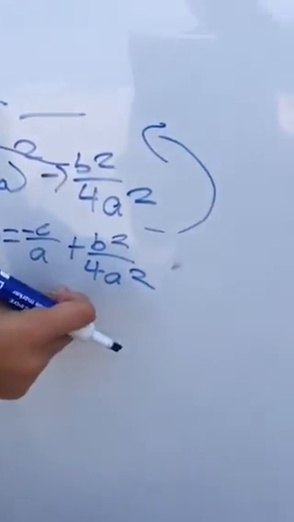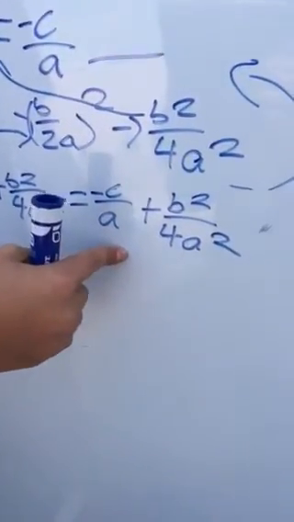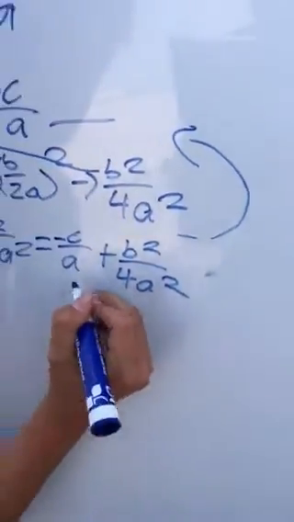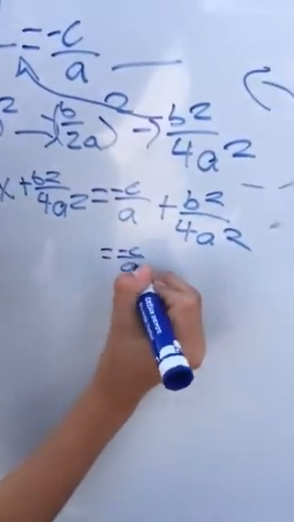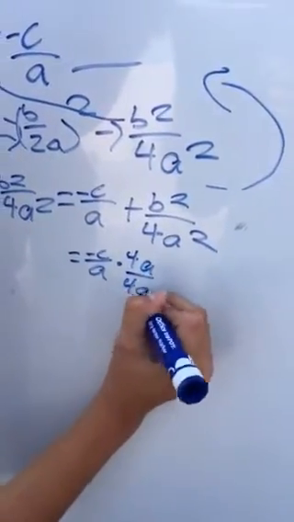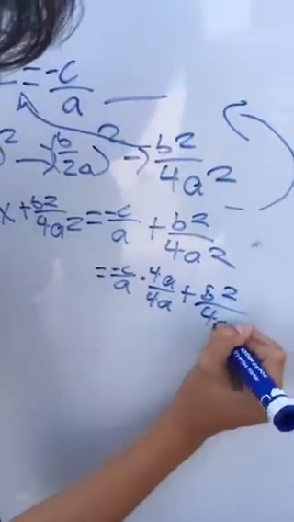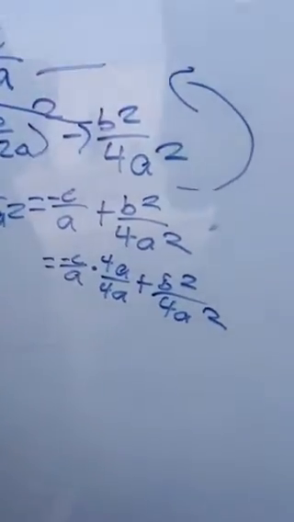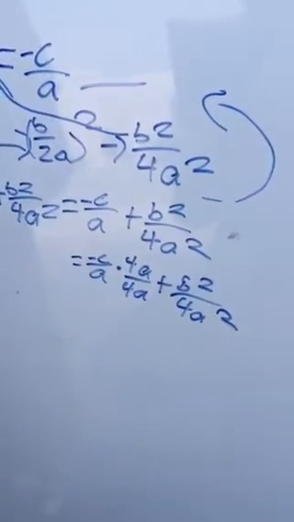So we're going to have to get the same common denominator as we do in fractions. As you can see here, this is 4a squared, so we're going to have to multiply this by 4a over 4a. So this is going to turn into equals negative c over a times 4a over 4a plus b squared over 4a squared.